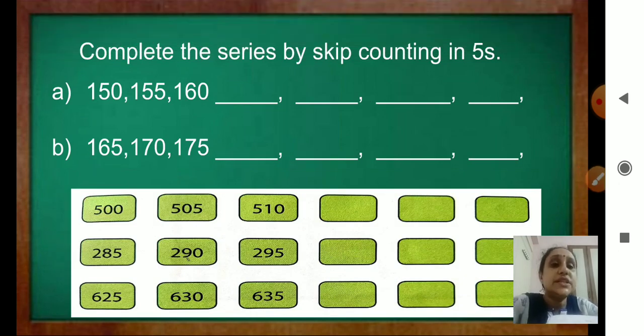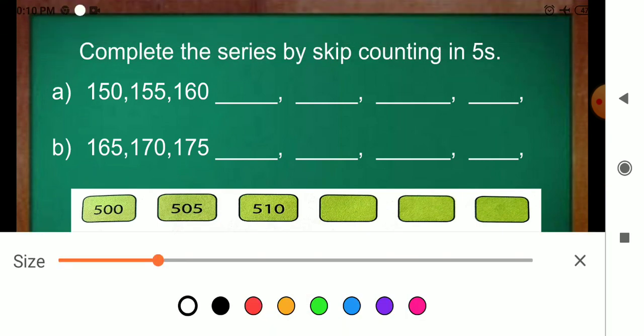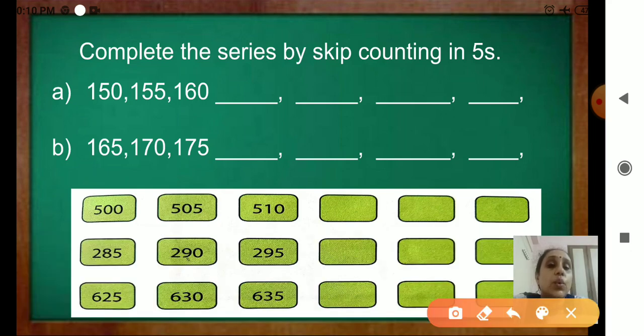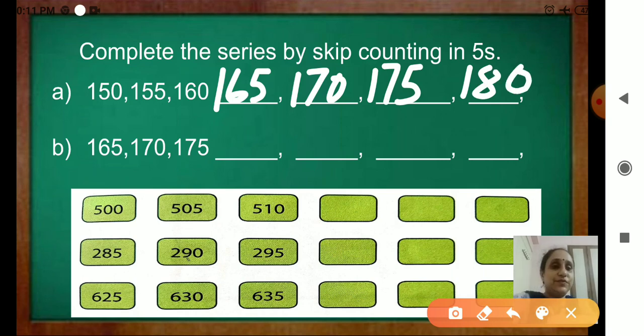Complete the series by skip counting in fives. I think you all can do fast. This one is very easy for you. 150, 155, 160. So start writing. 165, 170, 175, 180. Finished. You have finished before me.